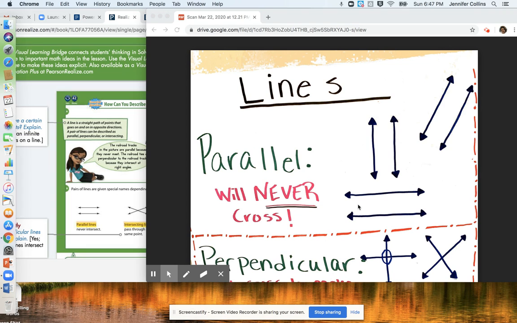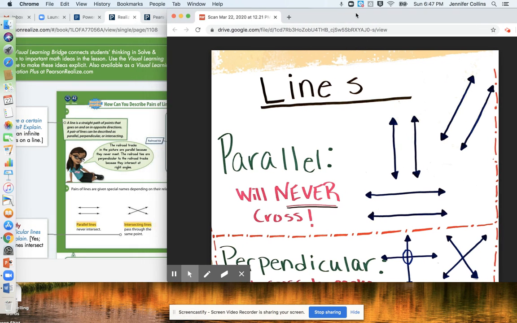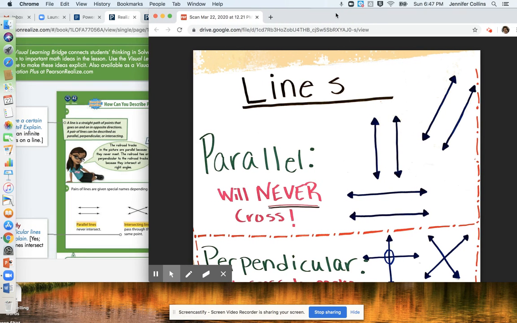So let's talk a little bit about lines. The first ones we're going to talk about today are parallel lines. I did an anchor chart for you as well, and it is on PowerSchool, so you can pull that up. You can even print it and put it in your interactive journal if you want to be proactive.